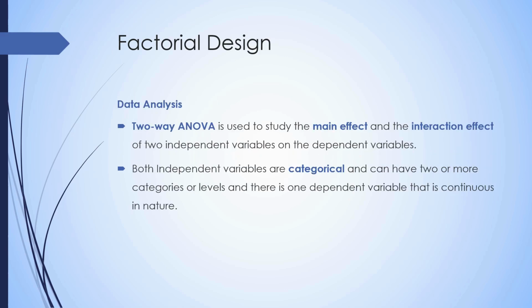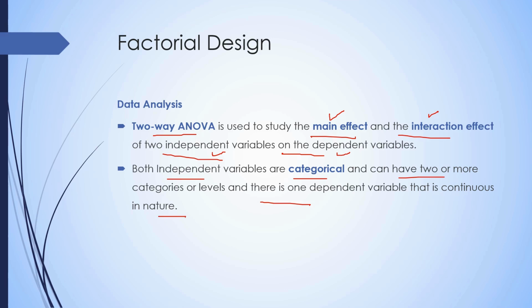So now we know what is a factorial design. We know what are the different types of factorial design. Let's look at the data analysis part now. Two-way ANOVA is used to study the main effect and interaction effect of two independent variables on the dependent variable. We know what is an independent variable. We have seen what is a dependent variable. We have also seen what is the main effect, and we have also seen what is the interaction effect. Both independent variables are categorical and can have two or more categories or levels, and there is one dependent variable that is continuous in nature. This also we have seen.